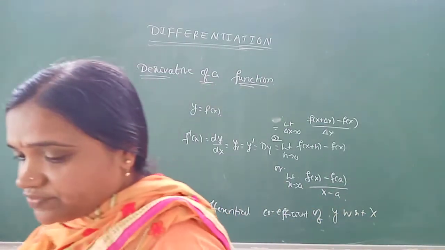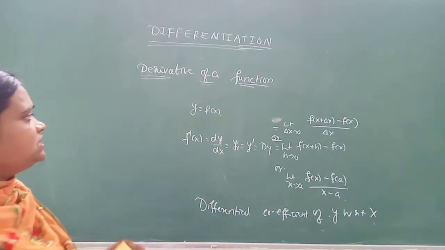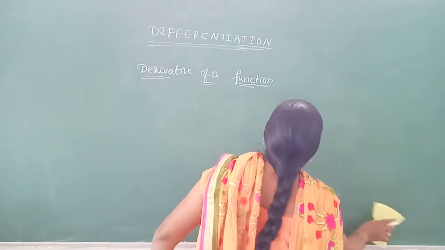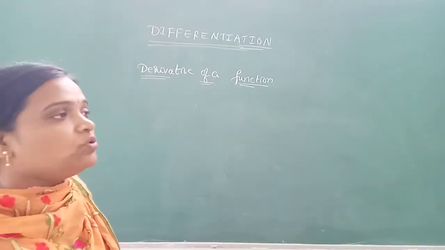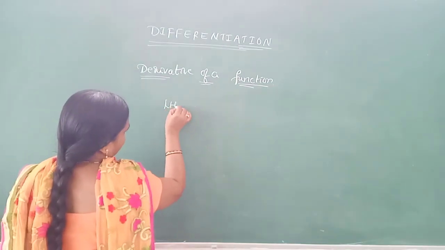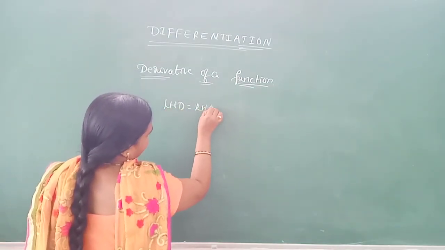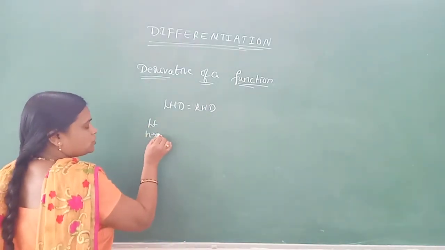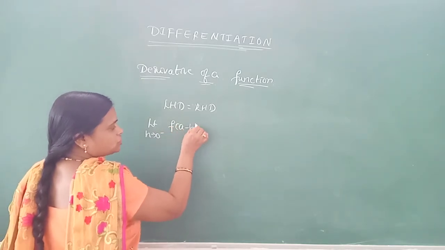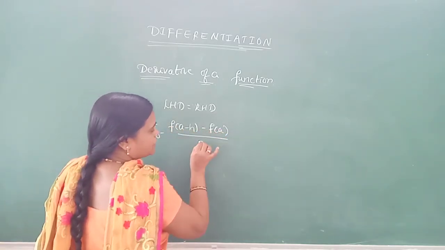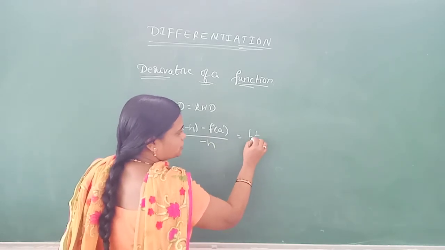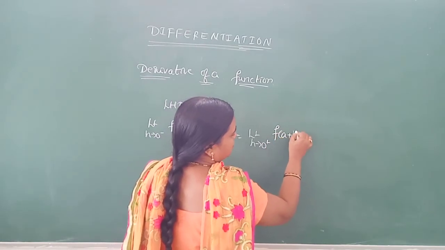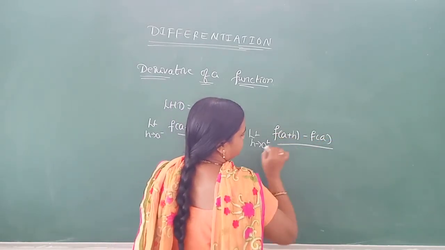See, the differential coefficient of y with respect to x, that is dy by dx, exists if and only if the left hand derivative is equal to the right hand derivative. Correct? We know that the left hand derivative is the limit as h tends to 0 minus of f of a minus h minus f of a divided by minus h, and the right hand derivative is the limit as h tends to 0 plus of f of a plus h minus f of a divided by h.